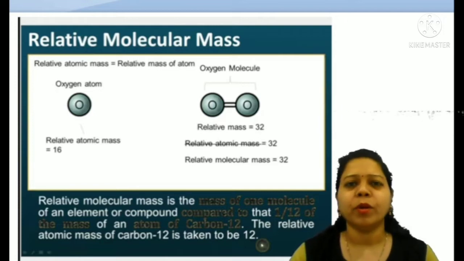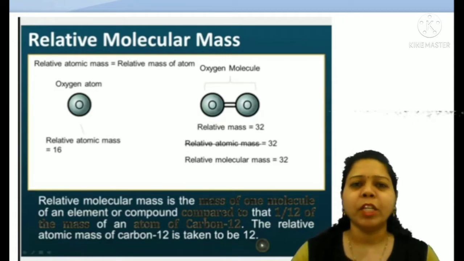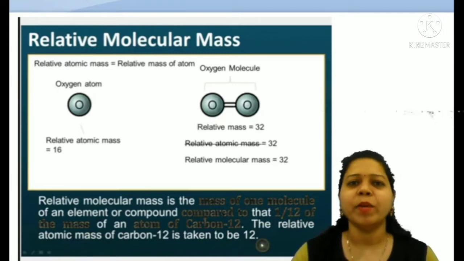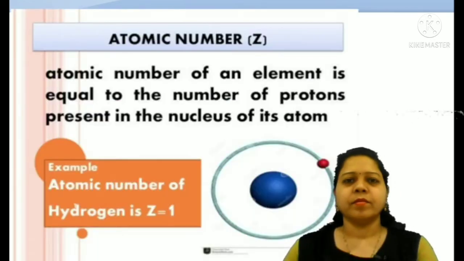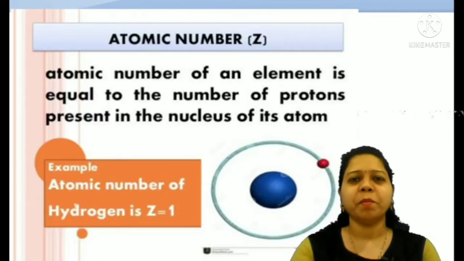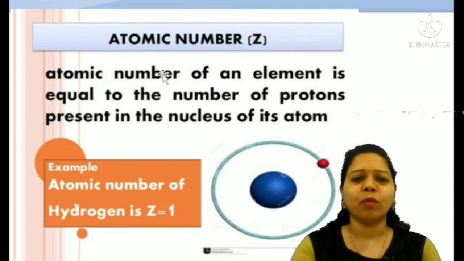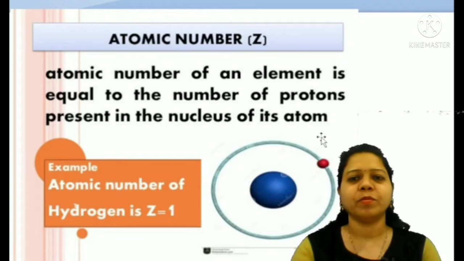But before going to understand what is meant by relative molecular mass or relative atomic mass, we need to understand what is meant by atomic number and what is meant by atomic mass number. First we'll see what is meant by atomic number. Atomic number is represented by the letter Z. The atomic number of an element is equal to the number of protons present in the nucleus of its atom.